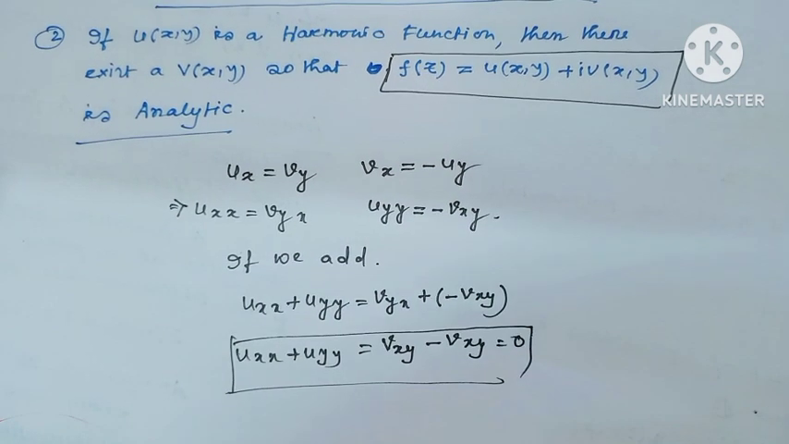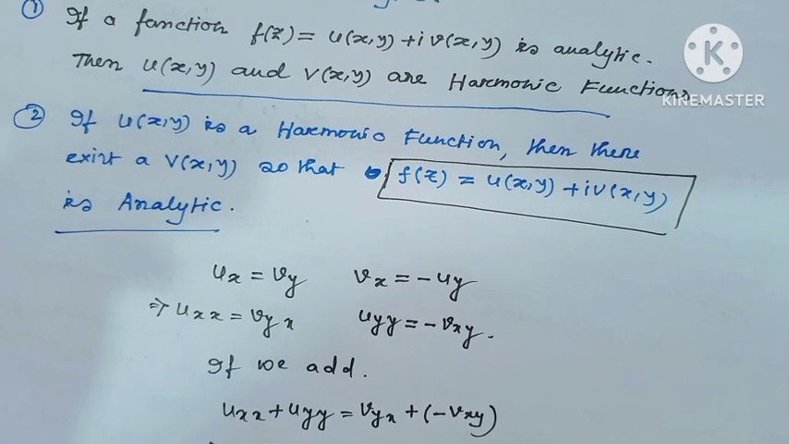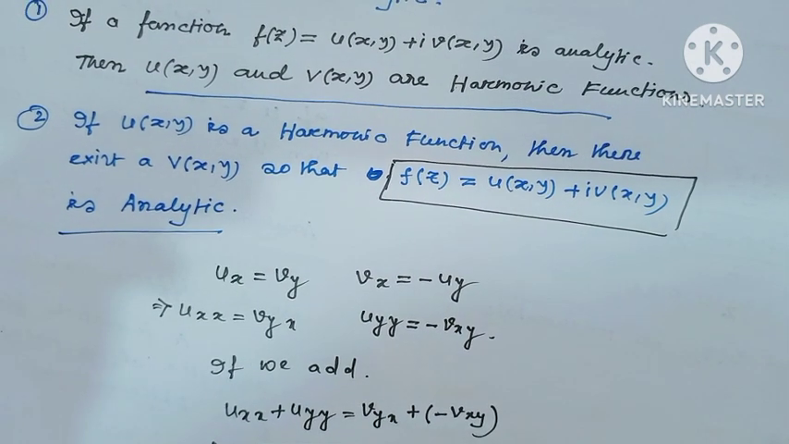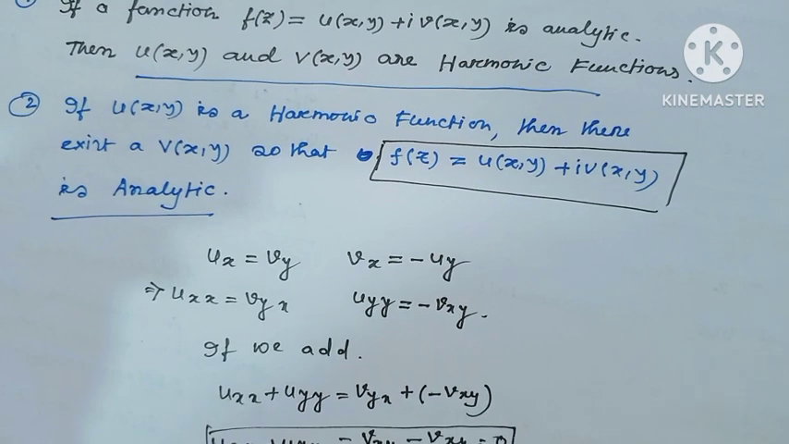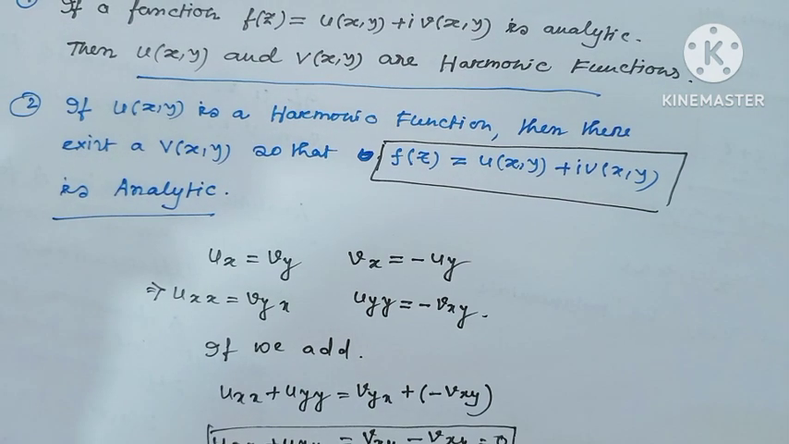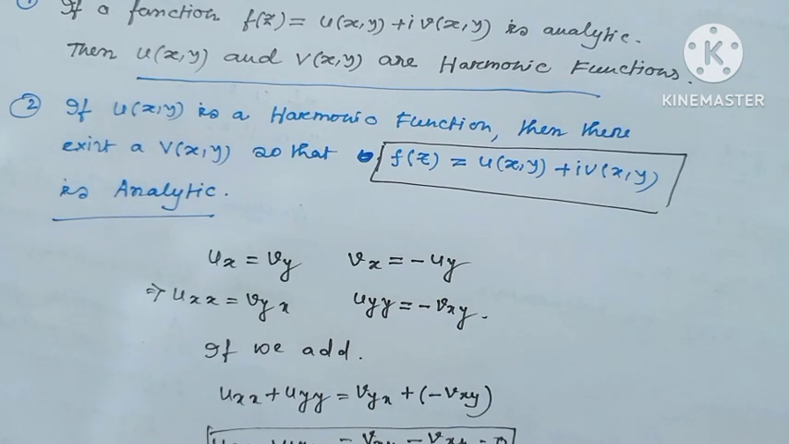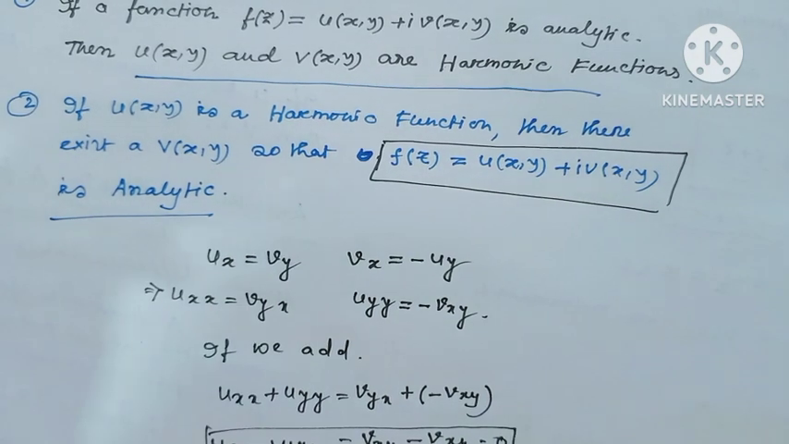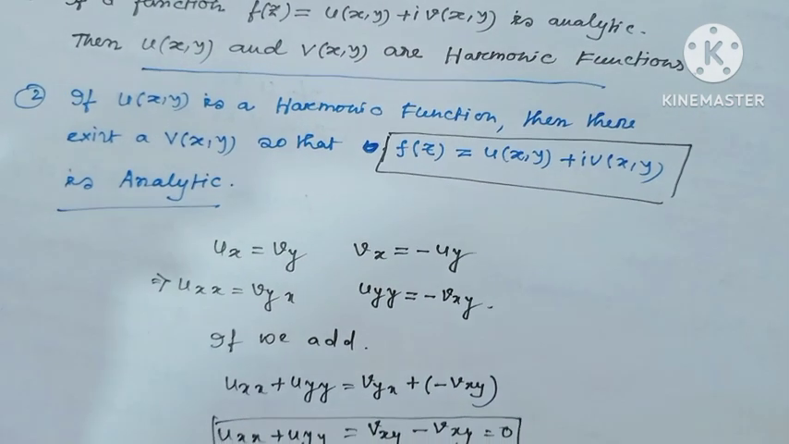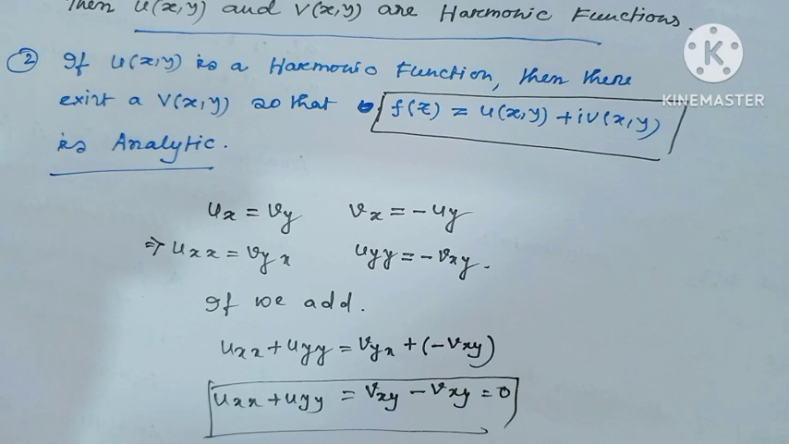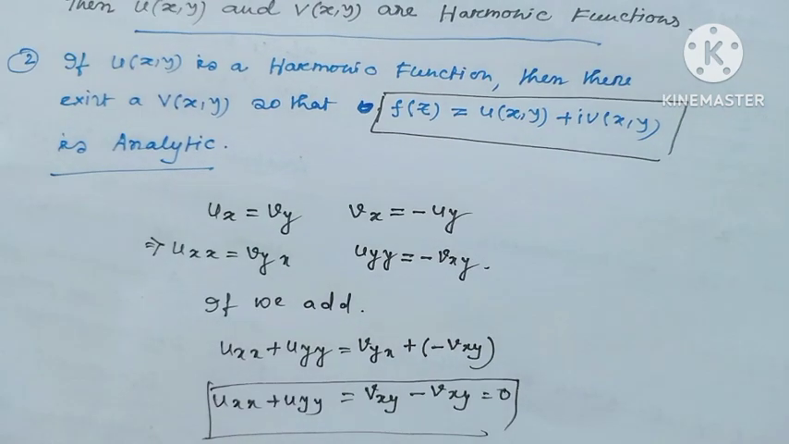Similarly, v is a harmonic function. And second, if u(x,y) is a harmonic function, then there exists a v(x,y), which is the harmonic conjugate of u(x,y), so that f(z) equal to u(x,y) plus i v(x,y) is an analytic function. For this, now we will see how we have to find the harmonic conjugate.